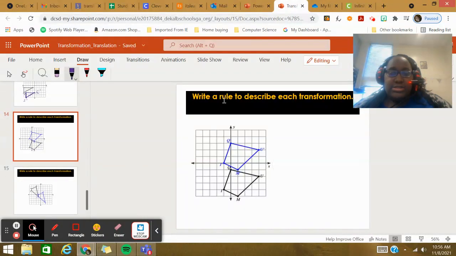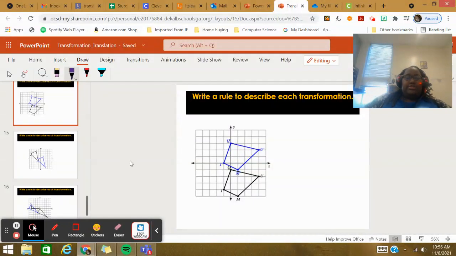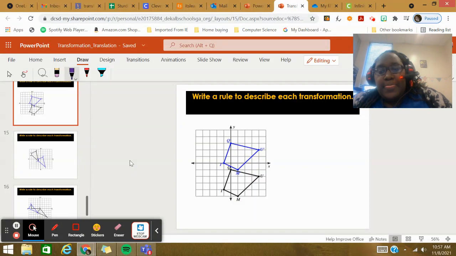Let's look at the next example. They want us to write a description, which is write a rule to describe each transformation. So I'm going to do 2 of these, and I want you guys to do 2 by yourself to finish out the notes. So we have, let's count and see what happened from I to I prime. We just went 1, 2, 3, 4 units up.